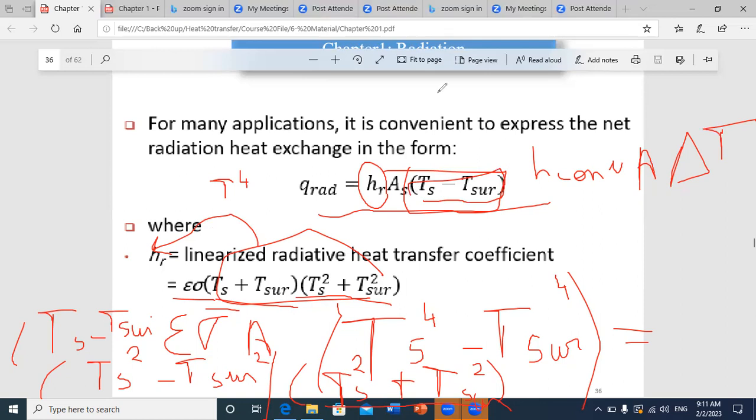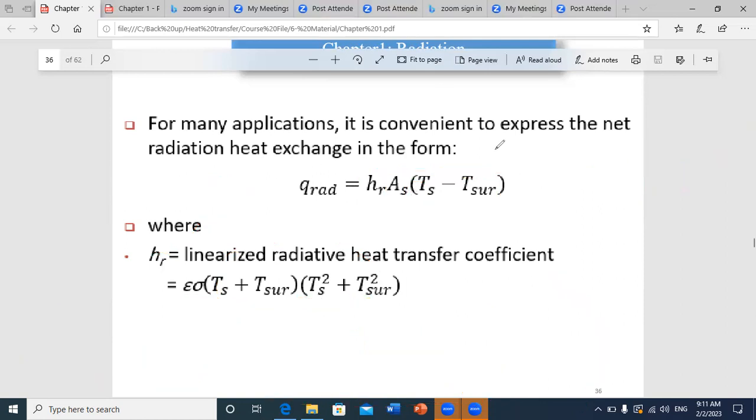Any question on this? So you did some expansion in order to write Q in the form of h A delta T only, but h will be a function of the temperature of the surface and surroundings, and it will be proportional to temperature to the power 3, because you want a linear term. So you transform T to the power 4 into h, which is a function of T to the power 3, times delta T.